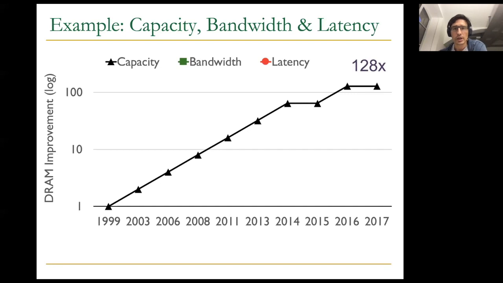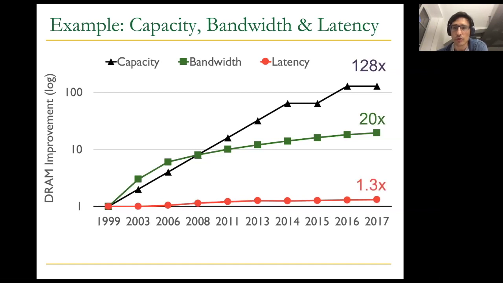This is just one interesting plot that Professor Mutlu uses in his lectures, to compare how DRAM has improved over the course of the last 20 years. The capacity has increased like 128 times since 1999. Bandwidth has also increased quite a bit, like 20 times, but latency, for example, has only improved by 30%, which is in principle pretty bad. Well, the reason is that vendors, because of the users' needs, put more effort on increasing the capacity and the bandwidth rather than the latency.